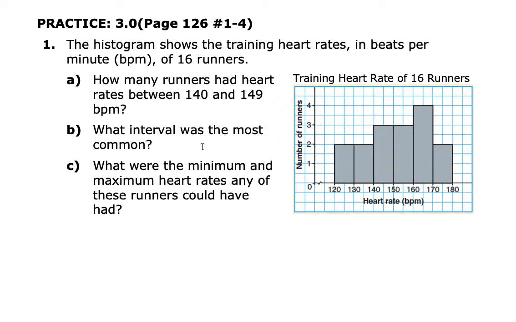What interval was the most common? Well, the most common is the most frequent. So from 160 to 170, we have the largest number of runners, 4. So 160 to 169. What were the minimum and maximum heart rates any of these runners could have had? So as mentioned earlier, we don't know the exact values within these intervals, but we know that potentially we could have one on this endpoint, 120, and as a maximum on the right endpoint at 180.